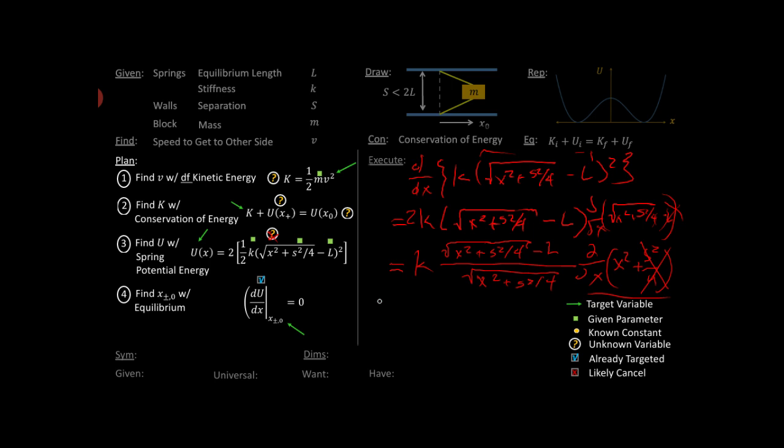Now when we take this next derivative, again we have a constant, the s squared over 4. So we have to take the derivative of x squared, so that's going to give us 2k times the square root of x squared plus s squared over 4 minus L times x all over the square root of x squared plus s squared over 4. So now we've got a whole bunch of stuff that we can set equal to 0.